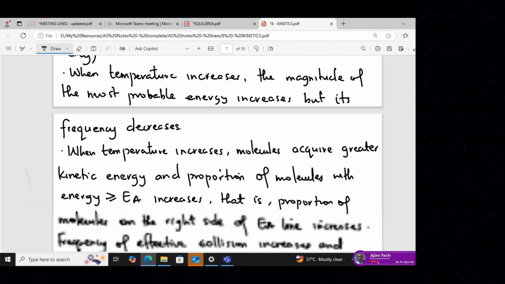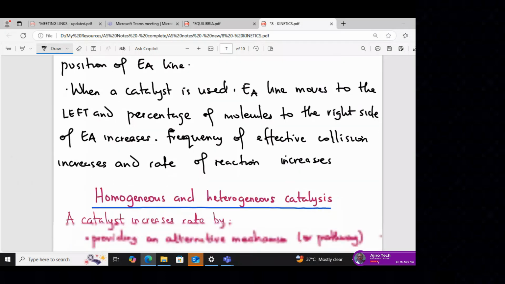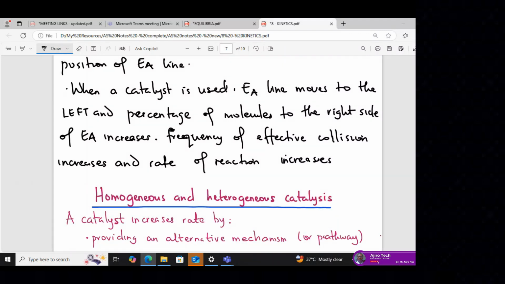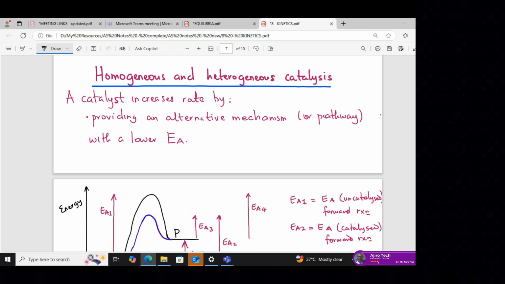What next again? A change when a catalyst is used: the activation energy line moves to the left and the percentage of molecules to the right side of the activation energy increases. Frequency of effective collisions increases and the rate of reaction increases. I'm sure that makes sense also. Last part of the topic, let's read.